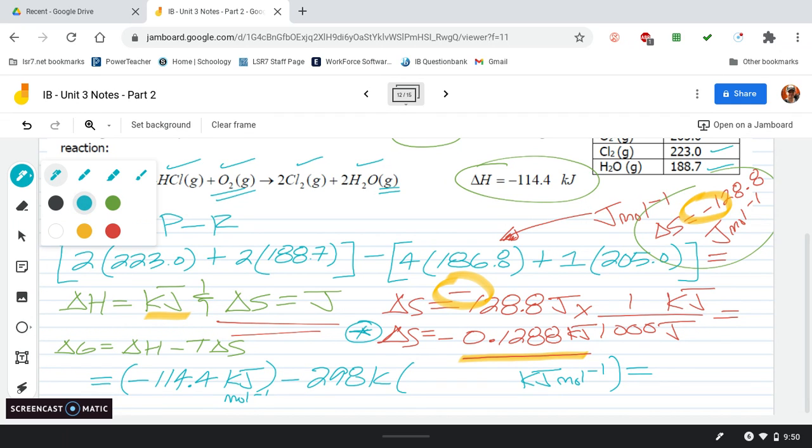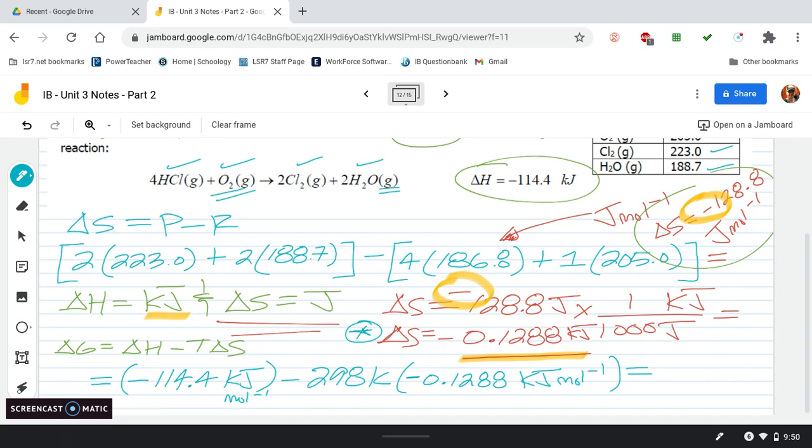So then let's go negative 0.1288. So just that negative sign is just such a big deal because it's going to change whether or not your final answer is negative or positive a lot of times. So anyway, negative 114.4 minus, in parentheses, 298 times negative 0.1288, close parentheses, hit enter, and there we go.